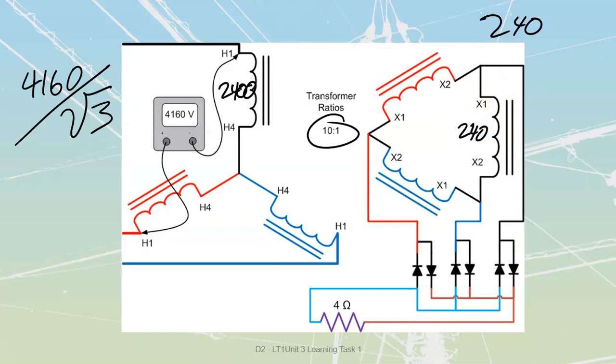What is my secondary system? My secondary system is going to be delta, which means my phase value of voltage is going to be the same as my line value of voltage. So if I've got 240 volts phase, I have got 240 volts line. That is going to happen as well.